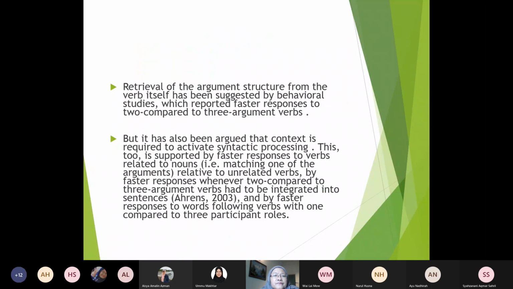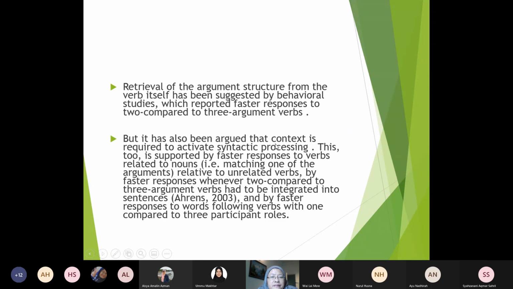So studies have shown that people with aphasia, which is after a traumatic brain injury or having a stroke, the language part of their brain gets impaired. So studies on aphasia individuals have shown that retrieval of the argument structure from the word itself has been reported that there are faster responses to two argument verbs compared to three argument verbs.